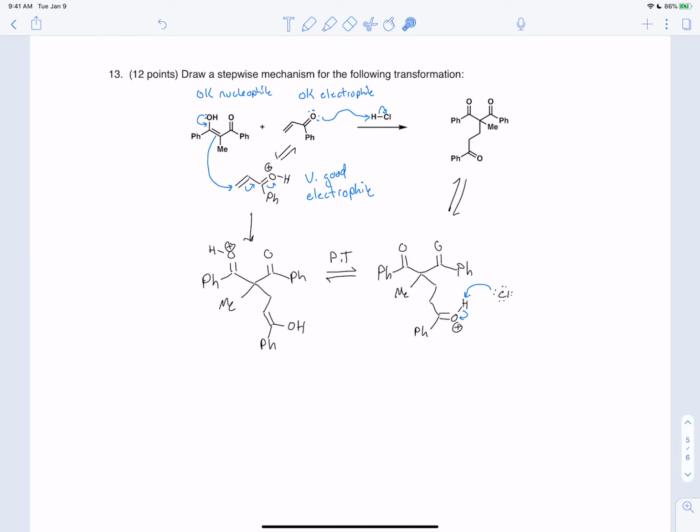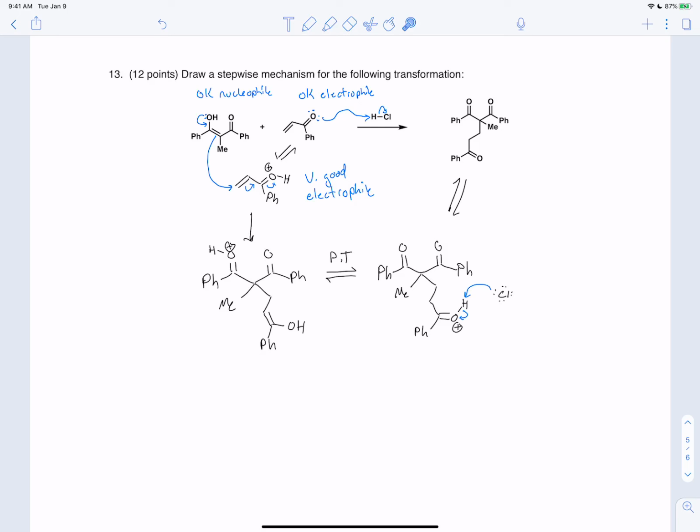Question number 12 is our mechanism problem. And you see that we have what looks to be an overall Michael addition question, but we have HCl as the catalyst instead of the normal enolate, basic conditions. So we actually haven't done an exact mechanism for a Michael addition under acidic conditions, I believe, but we have seen aldol reactions under acidic conditions, and so this was the connection that hopefully we were able to make.